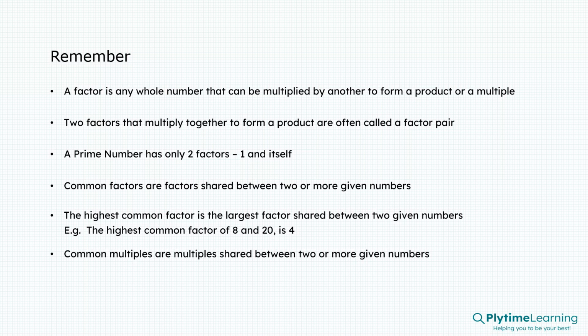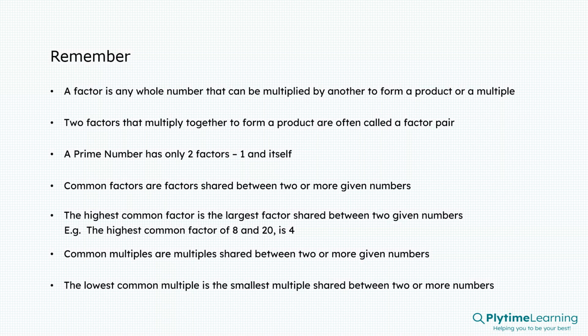Common multiples are multiples shared between two or more given numbers. The lowest common multiple is the smallest multiple shared between two or more numbers. For example, the lowest common multiple of 8 and 6 is 24.